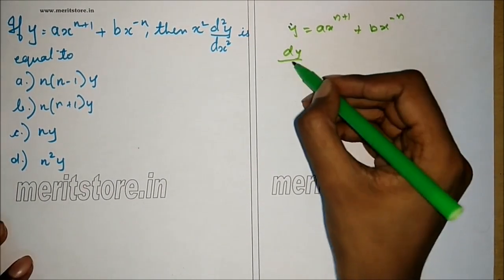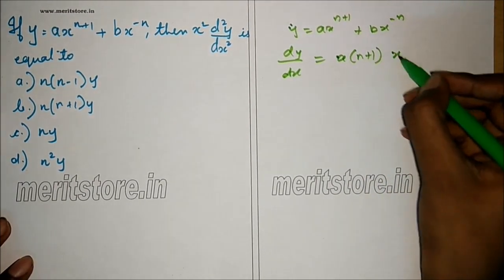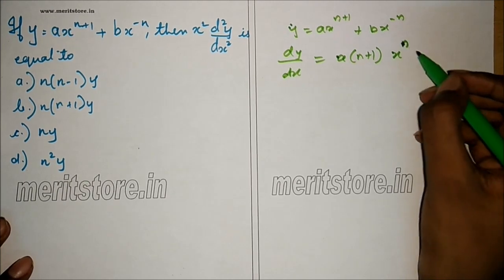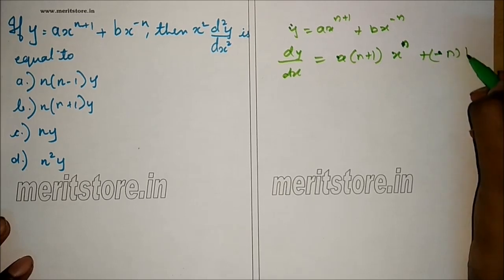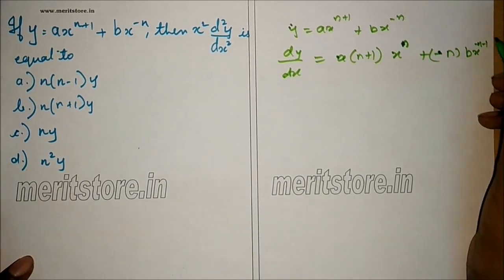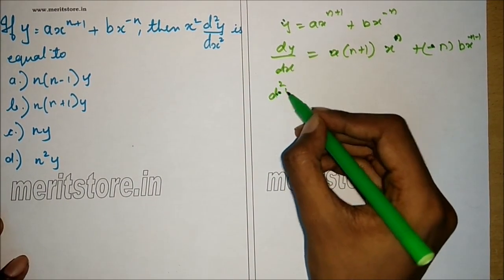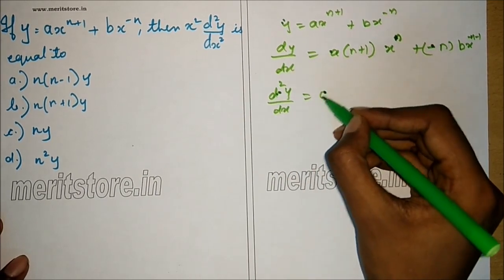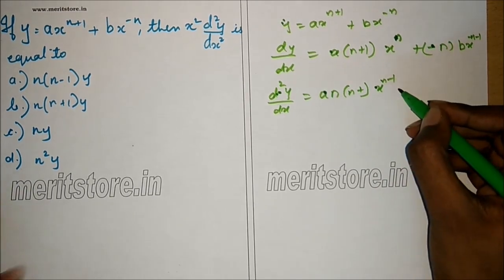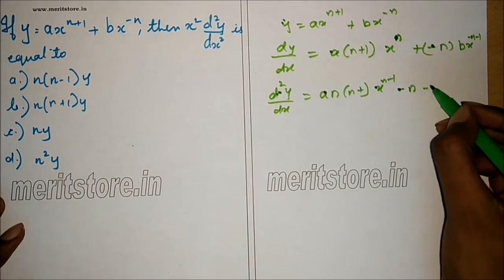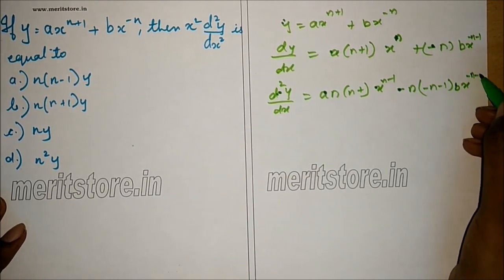So differentiating this with respect to x, dy by dx equals a into n plus 1 into x raised to n plus 1 minus 1, that is n, plus minus n bx raised to n minus 1. So again differentiating, we get d2y by dx square equals a into n plus 1 into x raised to n minus 1 minus n into minus n minus 1 b x raised to minus n minus 2.